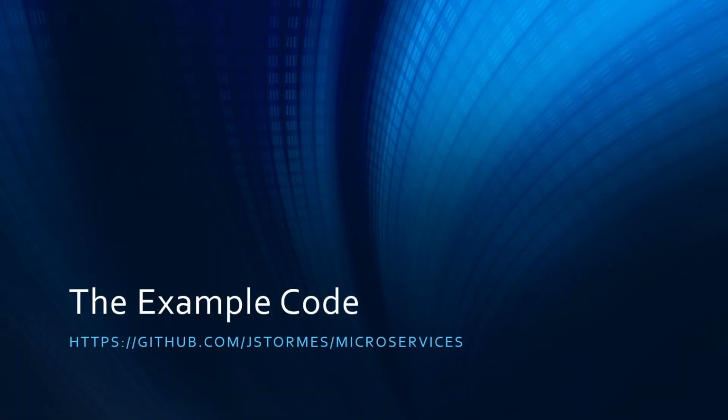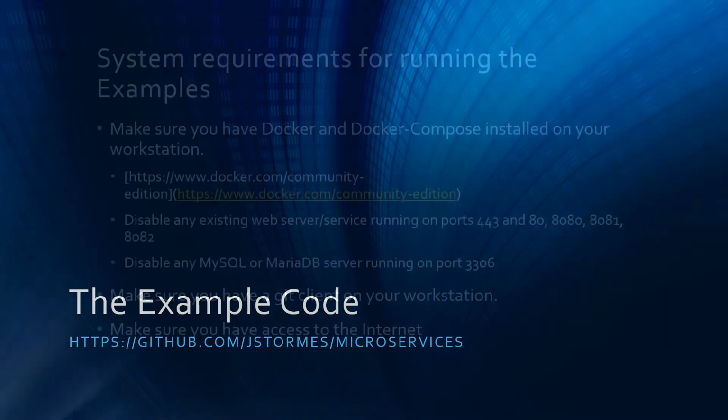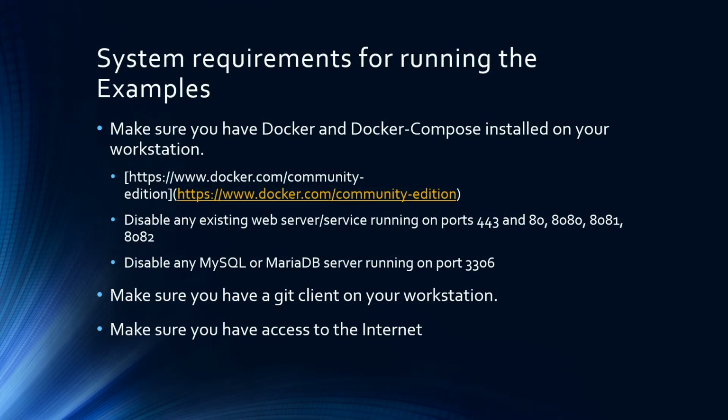Now that we've got the basics down, let's get started with some example code. As stated before, you want to make sure that you've got Docker, Docker Compose, and Git installed on your workstation. You'll also want to disable any existing web server services running on ports 443, 80, 8080, 8081, and 8082. If you have a local copy of MySQL or MariaDB running, you'll probably also want to disable it on port 3306. You can, if needed, make some changes to the Docker Compose YAML file included in the project if you'd like to move its ports around instead.